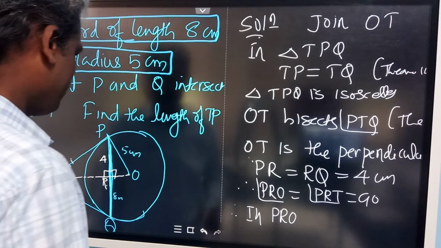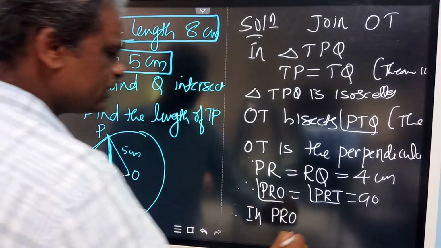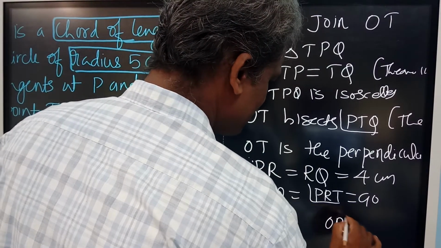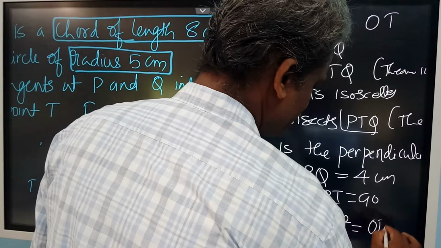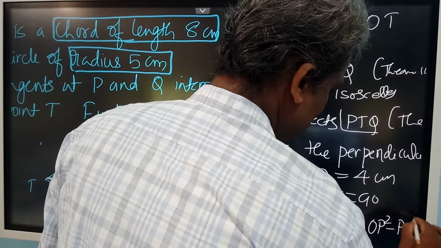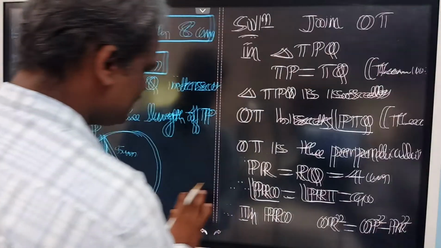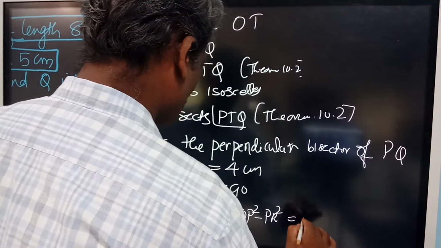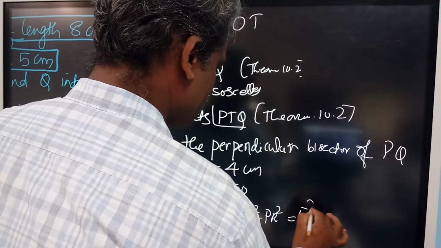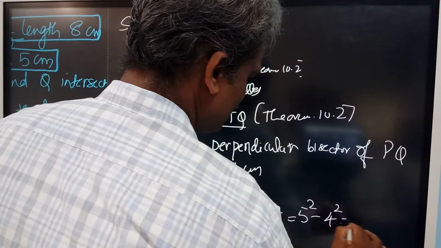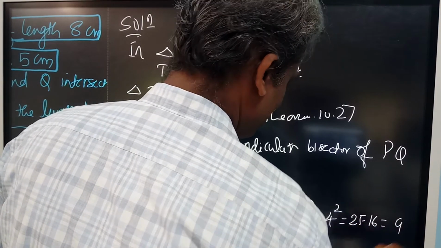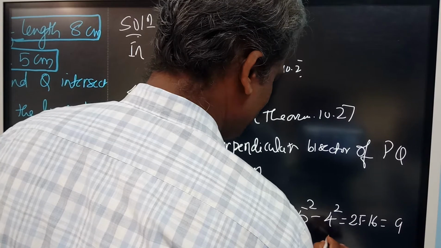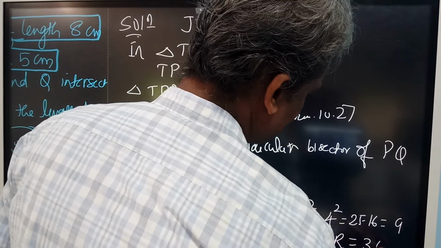PO is our hypotenuse. I want OR square. So OR square is equal to OP square minus PR square. So this gives you OP square minus PR square. OP square here is 5 square minus 4 square. So that is 25 minus 16. So it is 9. So OR square is equal to 9 means OR will be equal to 3 centimeter.